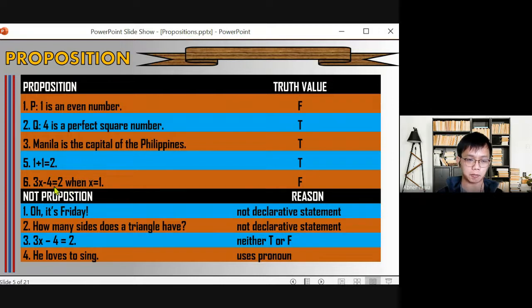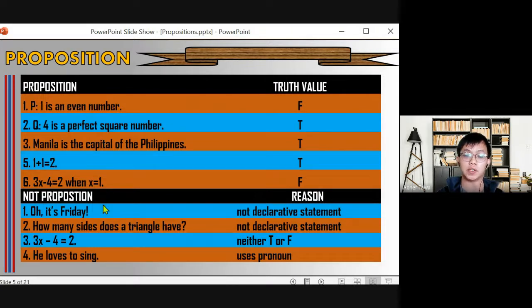And then we have another example. 3x minus 4 is equal to 2 when x is equal to 1. Is that true or false? It is false. We substitute 1 for x, and on the left side of this equation, 3 times 1 is equal to 3. 3 minus 4 is not equal to 2, but it is equal to negative 1. So number 6, the truth value of that is false. So that is for truth values of propositions.